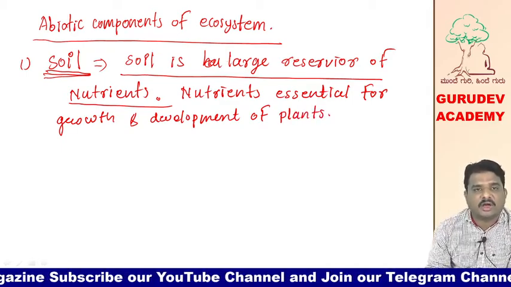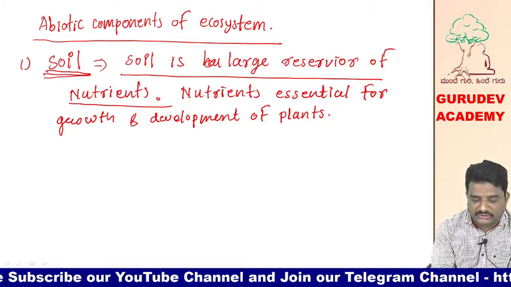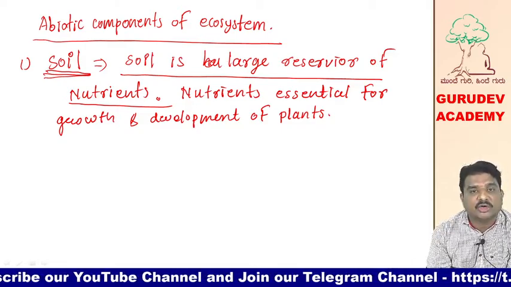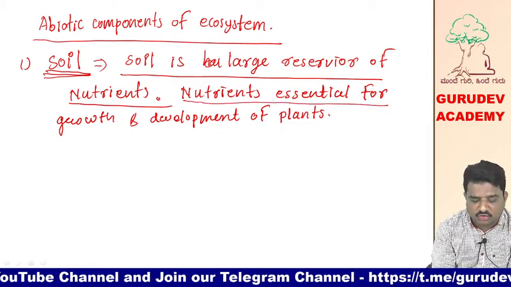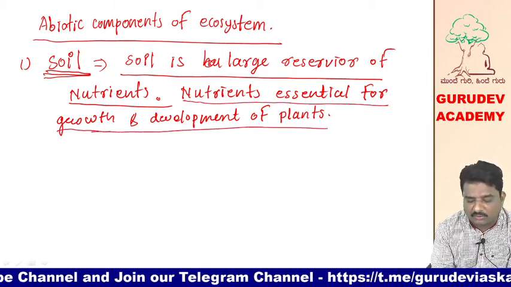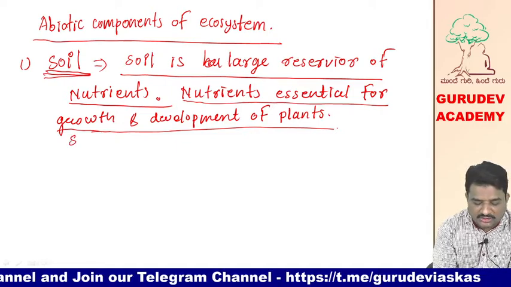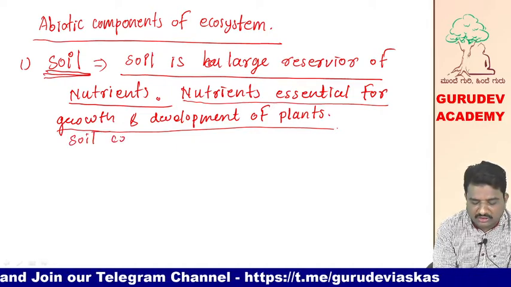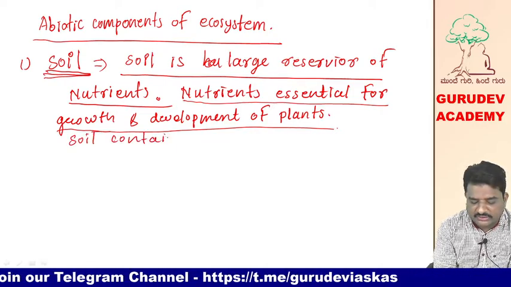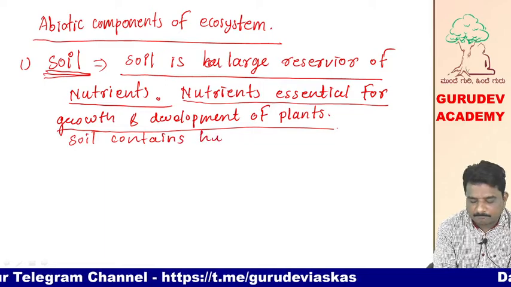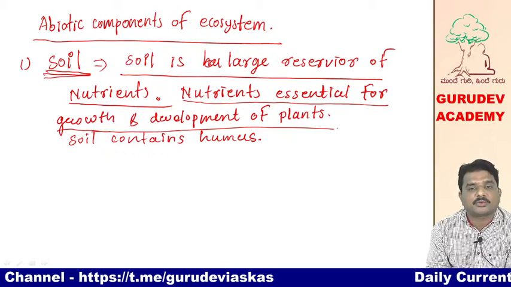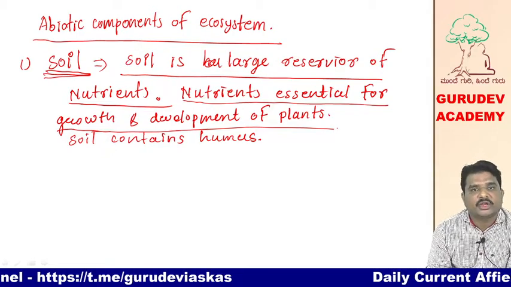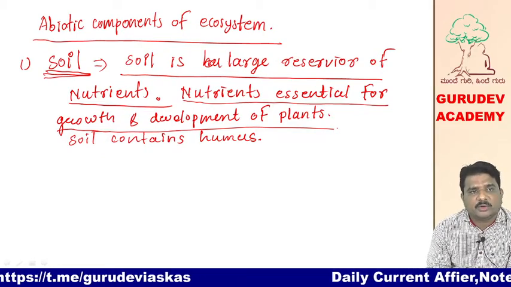So soil is a large reservoir of what? Nutrients. That is micronutrients and macronutrients, and these nutrients are essential for luxuriant growth and development of plants. Soil also contains humus, which is formed by the process called humification. Okay, this is about the soil.